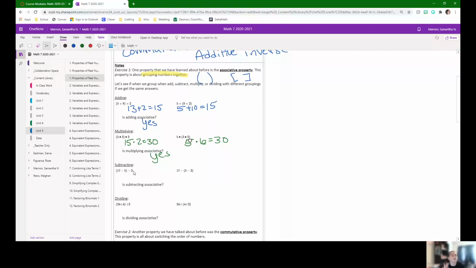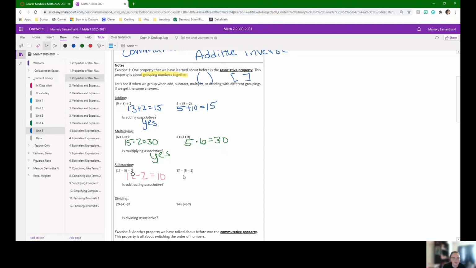So try the subtracting one. Do the 17 minus 5 first for the first one, and on the next one, do 5 minus 2 first and see what you get for both of these. So 17 minus 5, I got 12 minus 2. This I now have is 10.